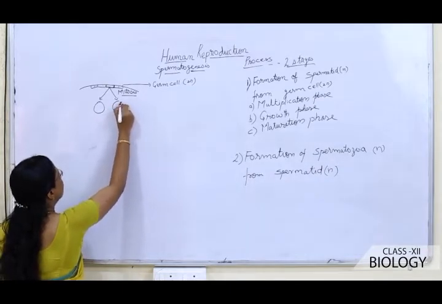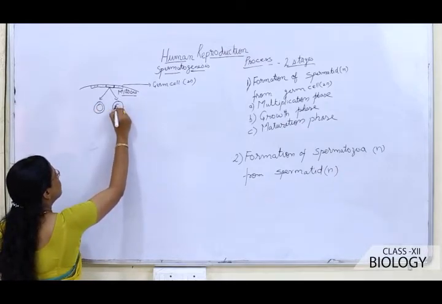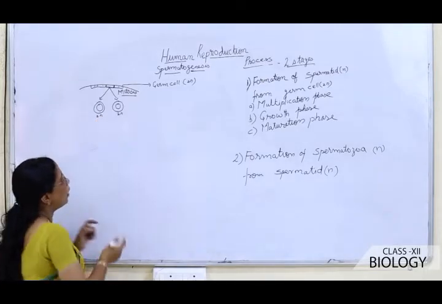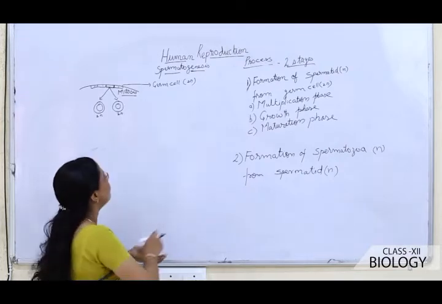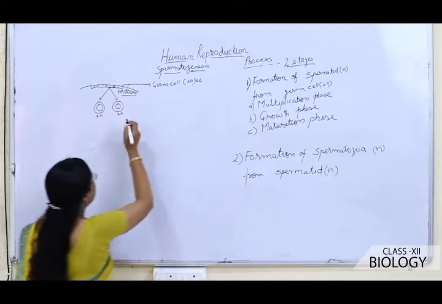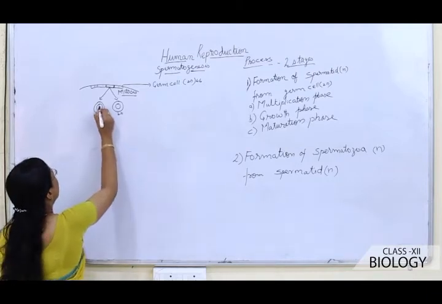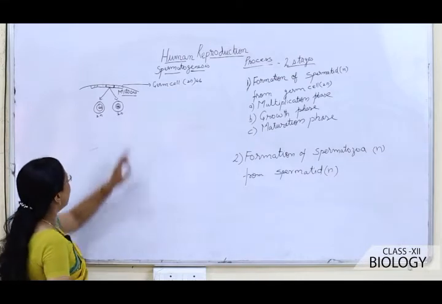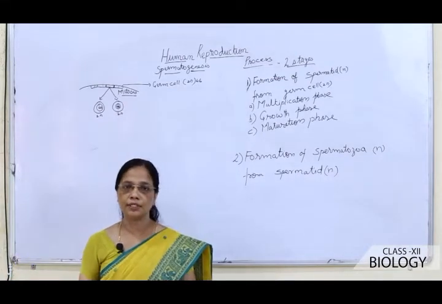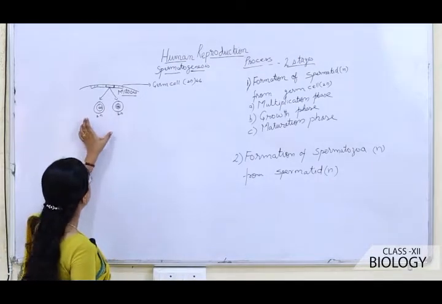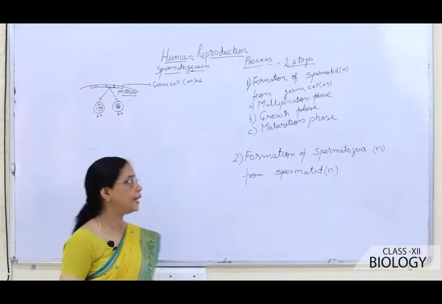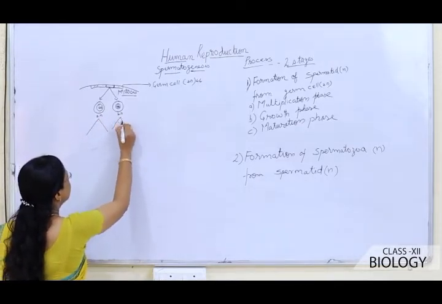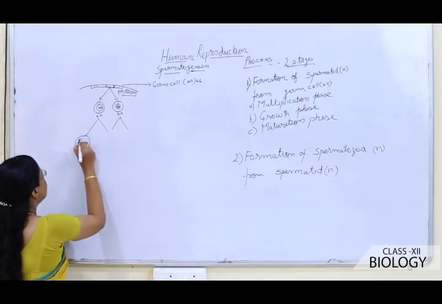Two daughter cells are produced. These 2 daughter cells are also diploid. Why? The germ cell is diploid, having 46 chromosomes, and the daughter cells too have 46 chromosomes. Because mitosis is an equational division, that is, an equal number of chromosomes is distributed among the daughter cells. Again, these undergo mitosis, and the cell divides into 2.